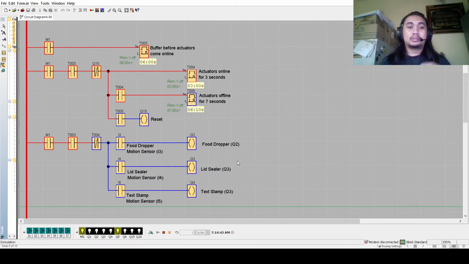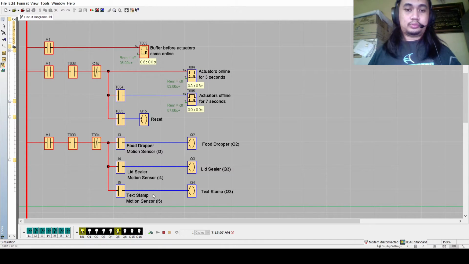there's a can underneath. So here I3, I4, I5 are the supposed motion sensors for the production line. As you can see, Q2, Q3, Q4 are the actuators. Right now, none of them are activated, even though the actuators have been going on and off. So let's say there is a can at I3 and I5. Once it hits the 3 seconds, yep, Q2 and Q4 are activated for the 3 seconds, and then they turn off.